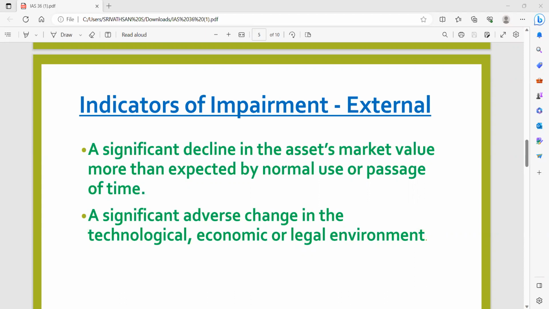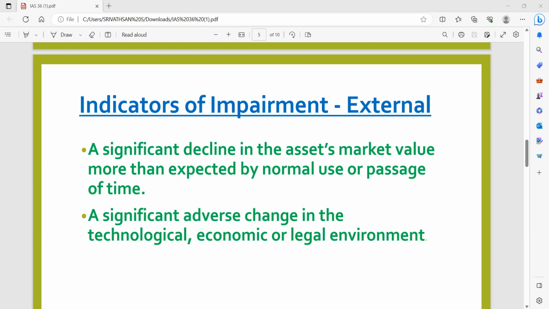The first indicator is a significant decline in the asset's market value more than expected by normal use or passage of time. So if the market value of the asset has declined, then obviously the recoverable amount of the asset will also be changed. So in such cases, you need to calculate the recoverable amount of the asset and compare it with the carrying value of an asset. If carrying value is greater than the recoverable amount, you need to book an impairment loss.